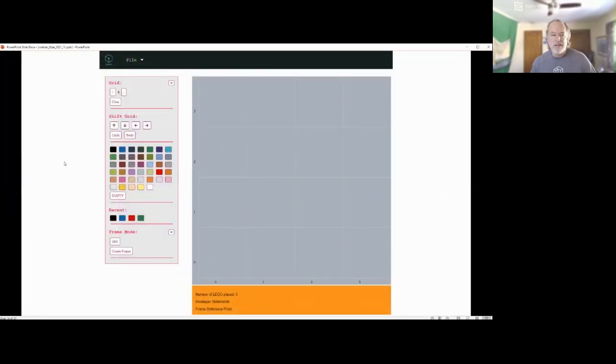Okay, so that brings us to the grid. The grid has been around for a very long time, and it initially started out as graph paper, as virtual graph paper, but since then has had a lot of capabilities added to it. And the one that I want to talk about today is called frames.